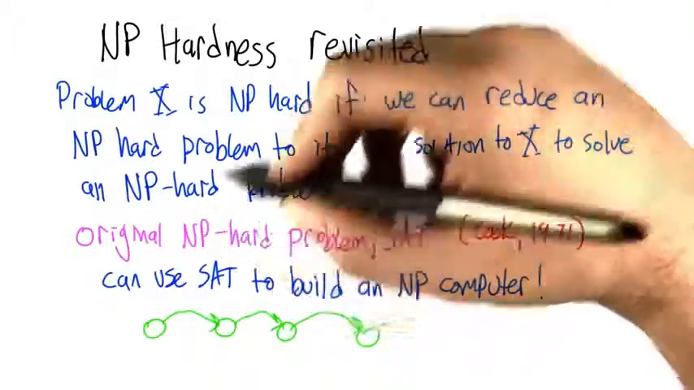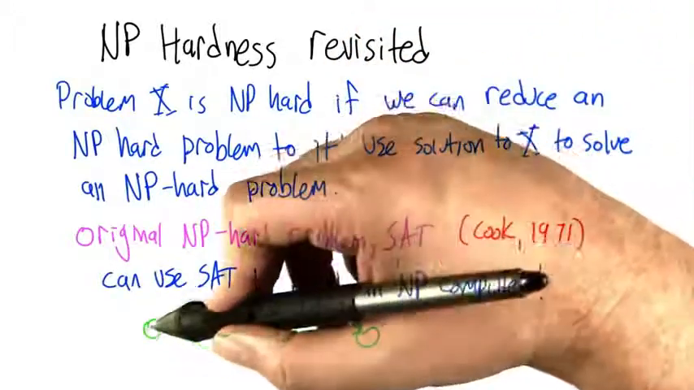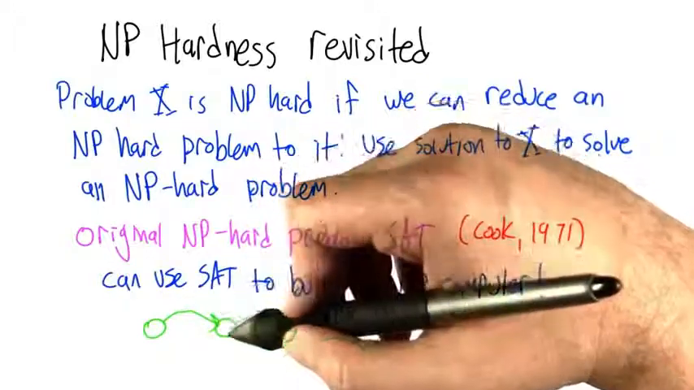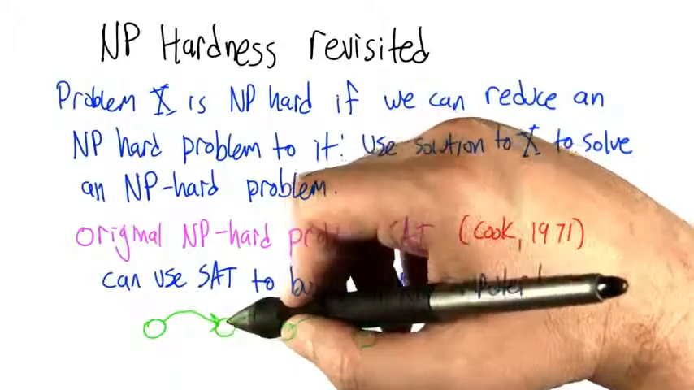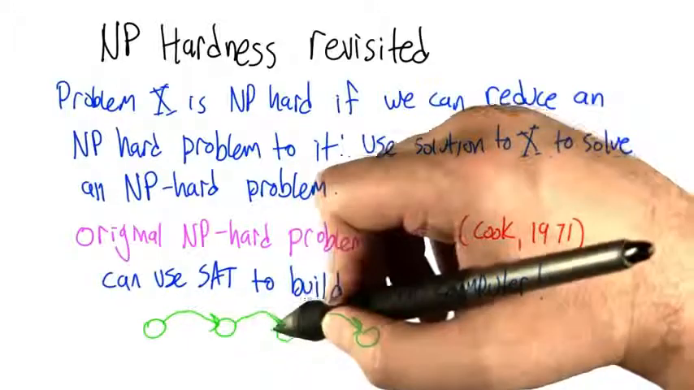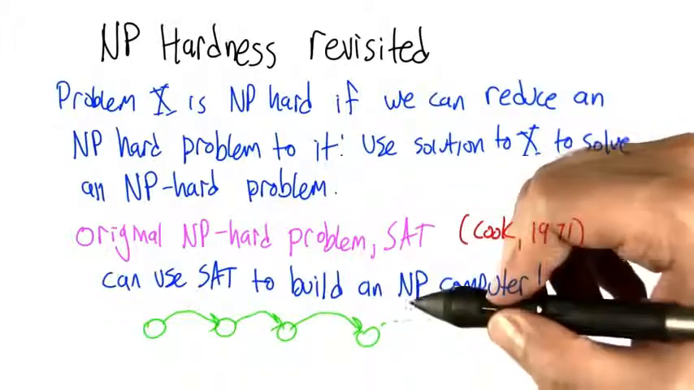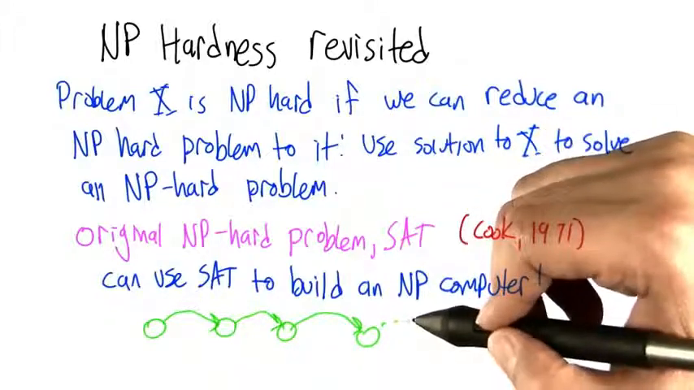So we want to show that some problem is NP hard. We've got some problem. We have to show that we can reduce some other NP hard problem to it. So we need that problem to be NP hard. How do we show that that problem's NP hard? Well, we can just show that there's some other NP hard problem that we could reduce to it, and so on, and so on, and so on. And it doesn't really seem like we could ever get anywhere this way.